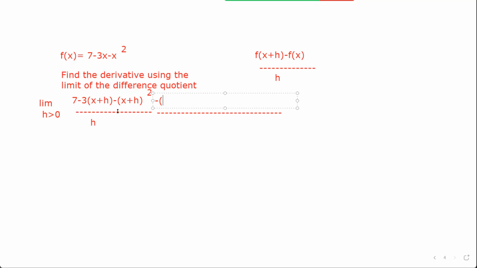So here's what this is. You see what I did here? Yeah, I put x plus h everywhere there, right? Now I have to subtract f of x. Well, f of x is this function. So notice what I'm going to do. I have a minus here, right? And I have 7 minus 3x minus x squared. Are you okay with this part so far?